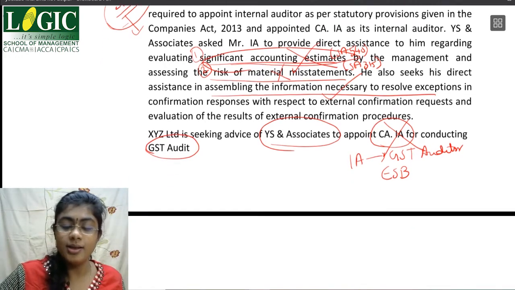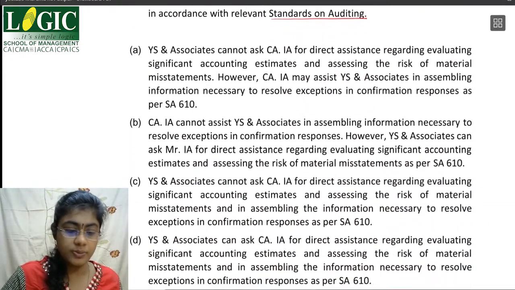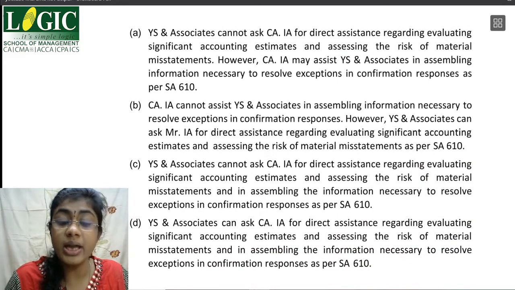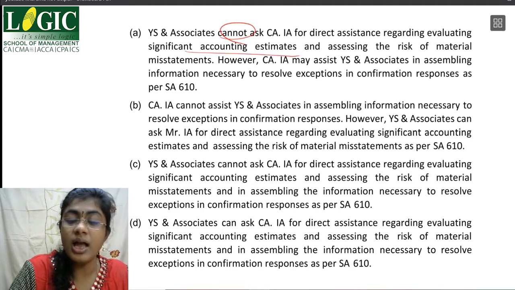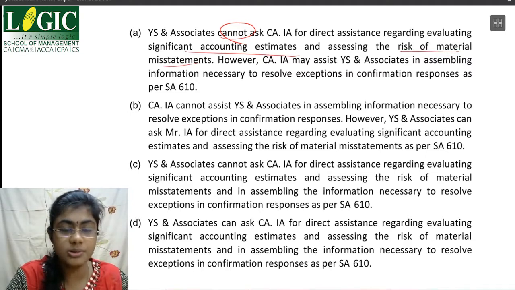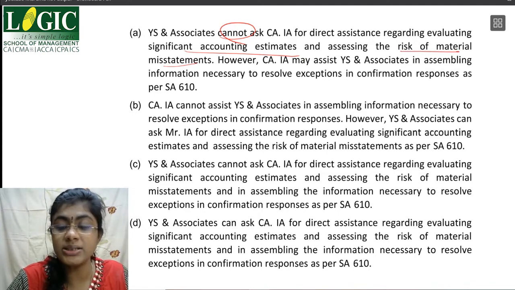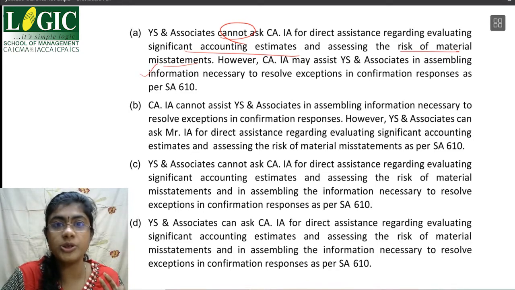Okay. Now coming back to that question. Reading the options. A option. YS Associates cannot ask CIA for direct assistance regarding evaluating accounting estimates and assessing the risk of material misstatements. Correct. However, CIA may assist YS and Associates in assembling information necessary to resolve exceptions. This seems to be correct, but wait, we'll read the other options also.